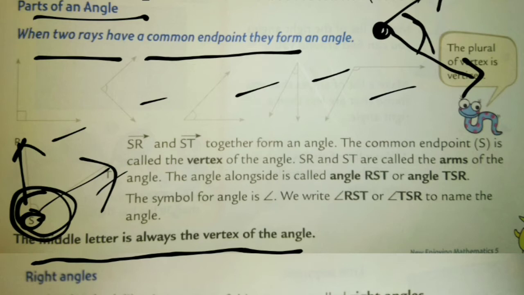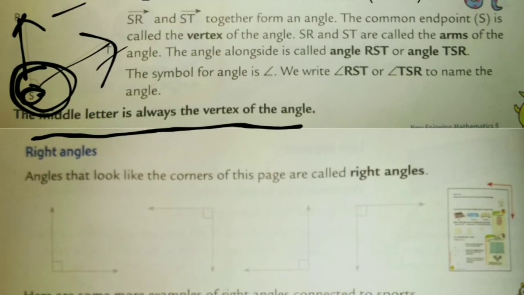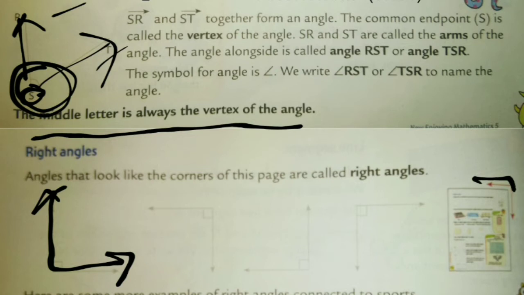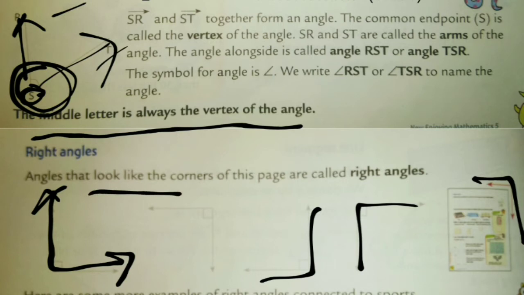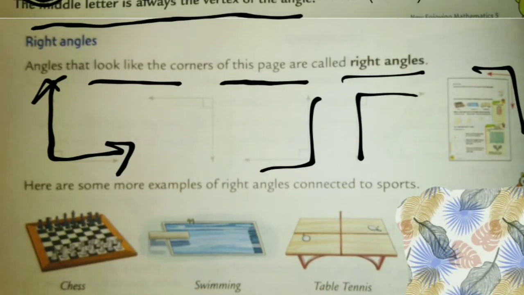Many types of angles are there. The first one is right angle. What is right angle? A right angle is denoted like this. It will make 90 degrees also. So, see, these are the examples of right angle. Angles that look like the two corners of this page are called right angles. Okay. Next one. In this one, many examples are there.